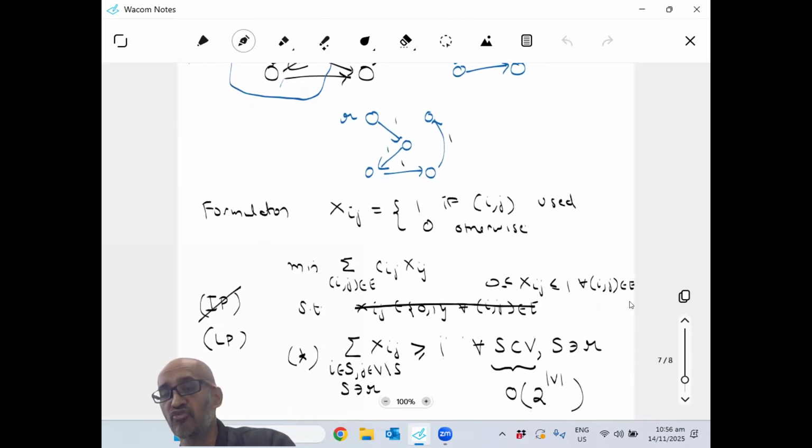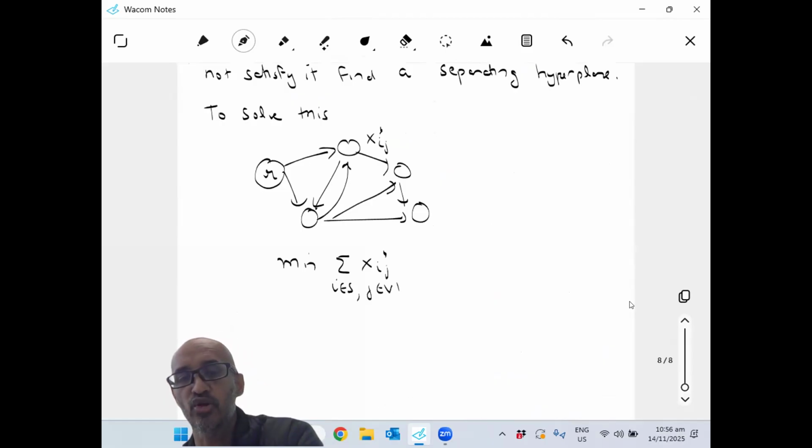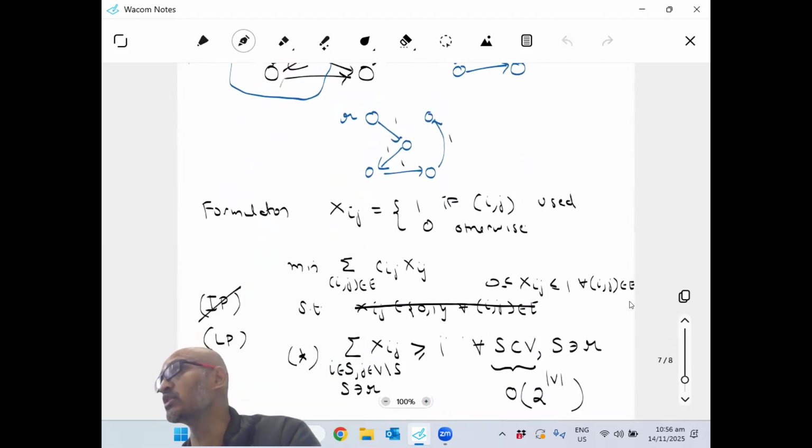Okay. So what is this telling you? So what you want to solve is the following. You want to minimize summation xij star for i in S, j in V not in S, where S contains R. You want to minimize this, ij in E, over every subset of V, S contains R. Okay, so what am I doing? If I give you xij star values, I want to check if I minimize this number over every set containing R, subset of V, if it is greater than or equal to 1.